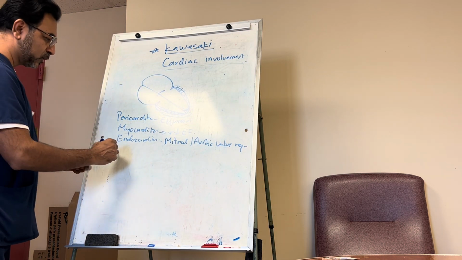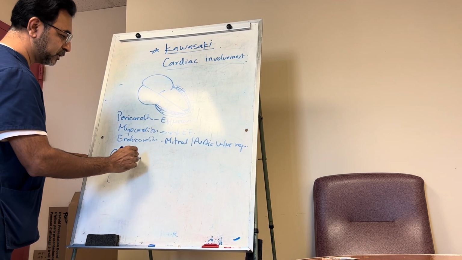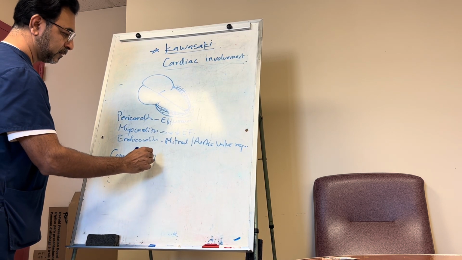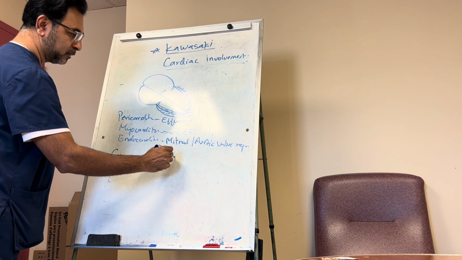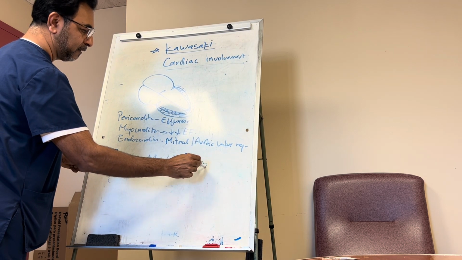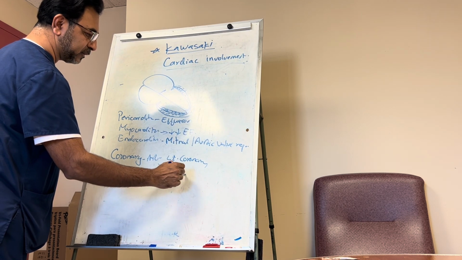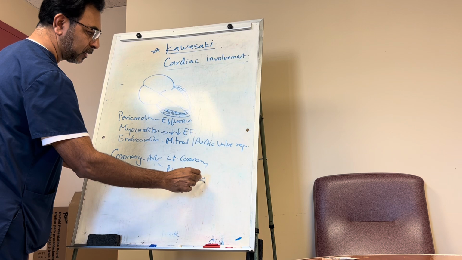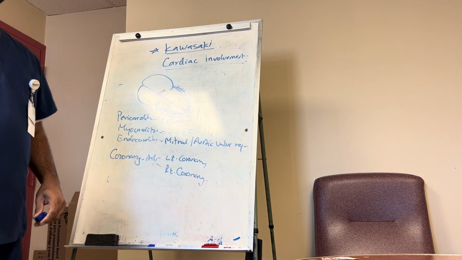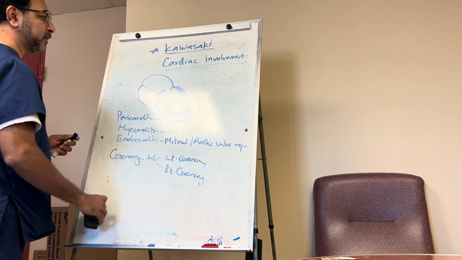Now coming to coronary arteries. How many coronary arteries do we have? Mainly we have right and left. Right? So what happens to these coronary arteries?